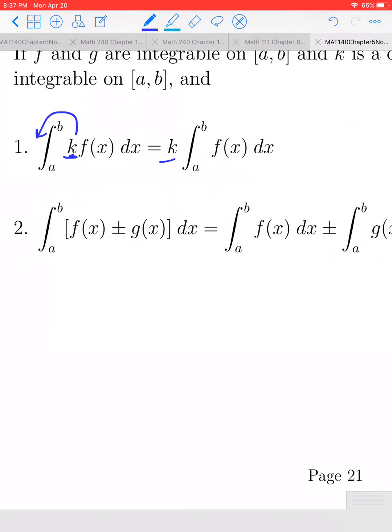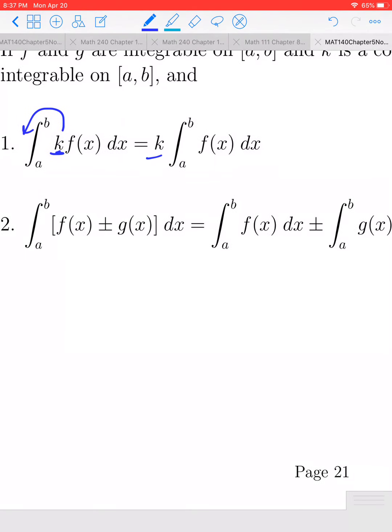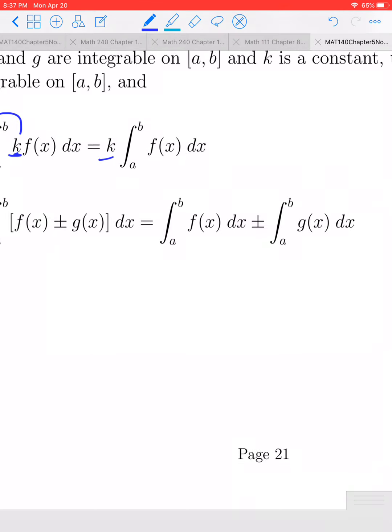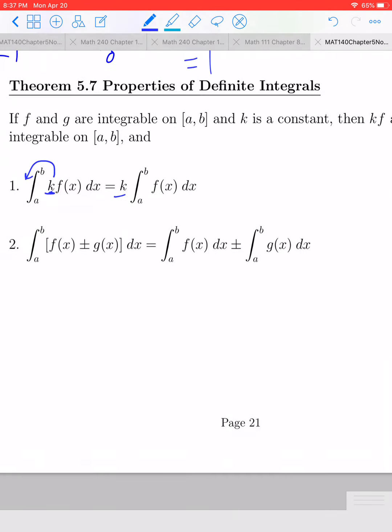Property 2 says that the definite integral is a linear operator. If you have the definite integral of the sum or difference of two functions that are integrable, then the answer to that is simply the sum or difference of the definite integrals of each of the two functions individually. These are two properties that we'll be using a lot.